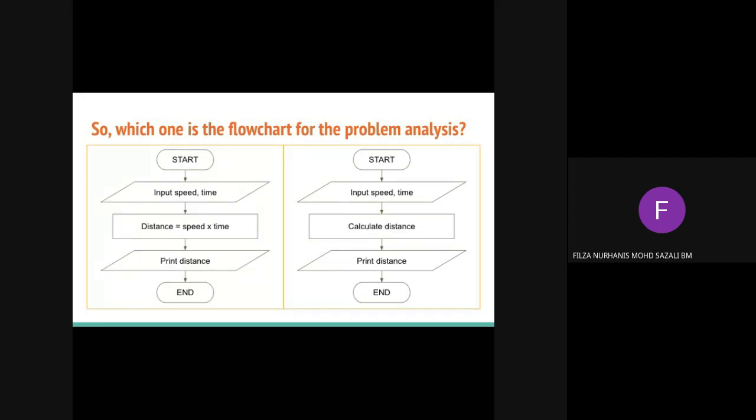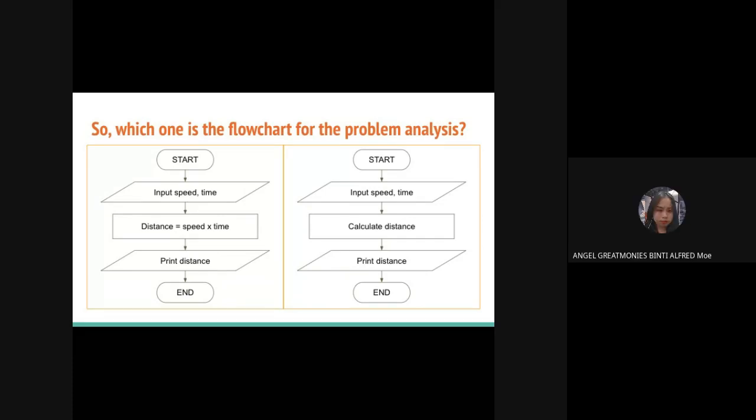Next. Alright, next. This one tadi. Okay, this one. So which one of this flowchart is the correct flowchart? Yang mana satu? Sebelah kiri. Sebelah kiri kenapa?